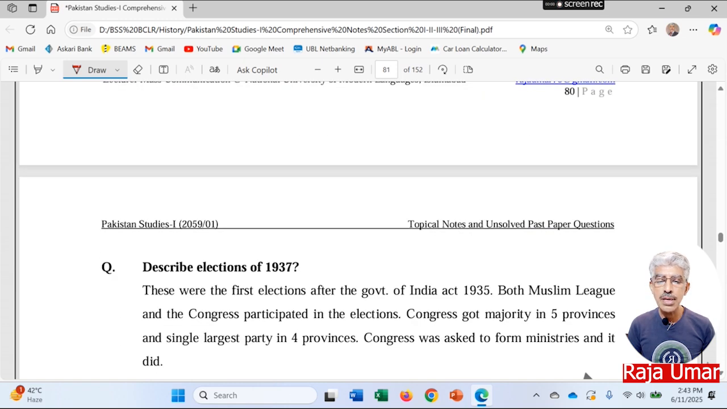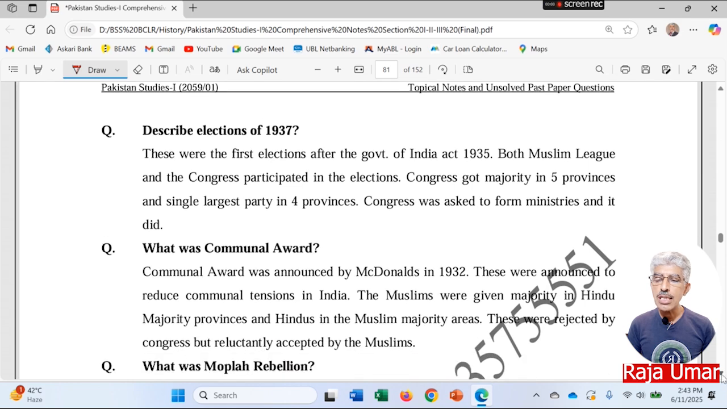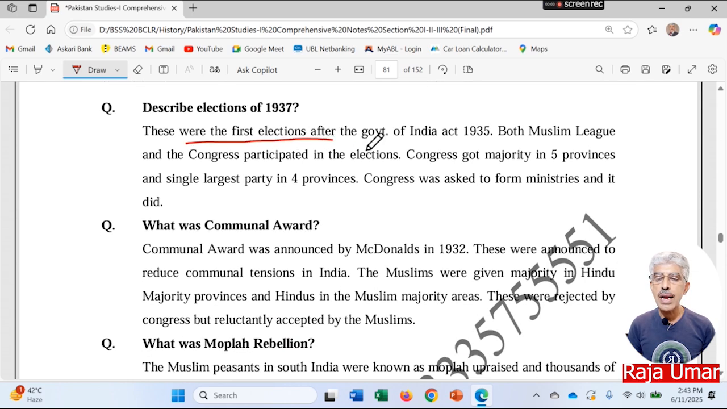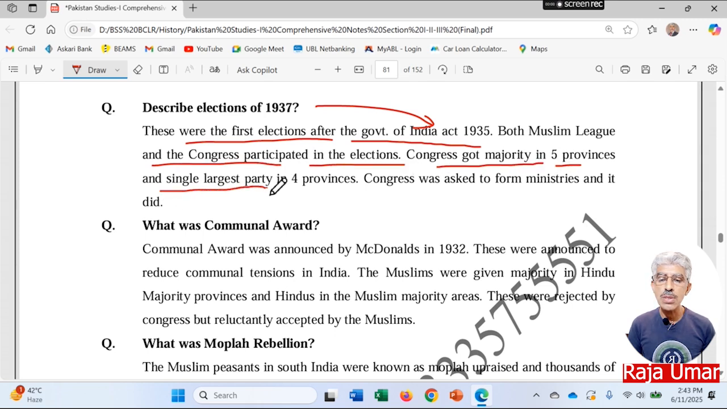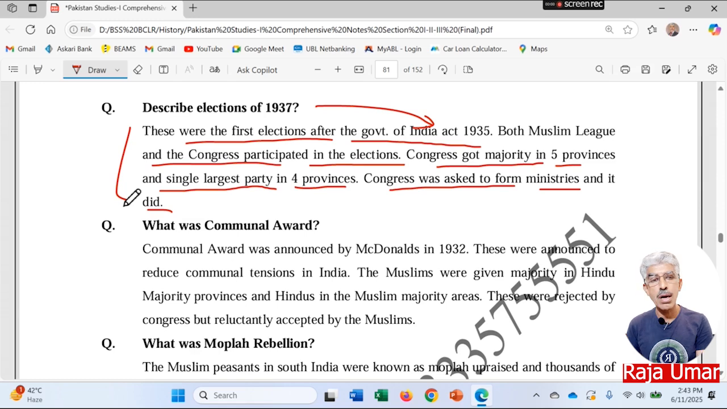Describe the elections of 1937. These were the first elections after the Government of India Act 1935 and they were held in accordance with the new constitution of the subcontinent. Both the Muslim League and the Congress participated in the elections. Congress got a majority in 5 provinces and was the single largest party in 4 provinces. Congress was asked to form ministries, it did, and Congress was able to make governments in almost all the provinces of the subcontinent, whether by itself or by its allies. So that was somehow a greater defeat of the Muslim League in these elections.